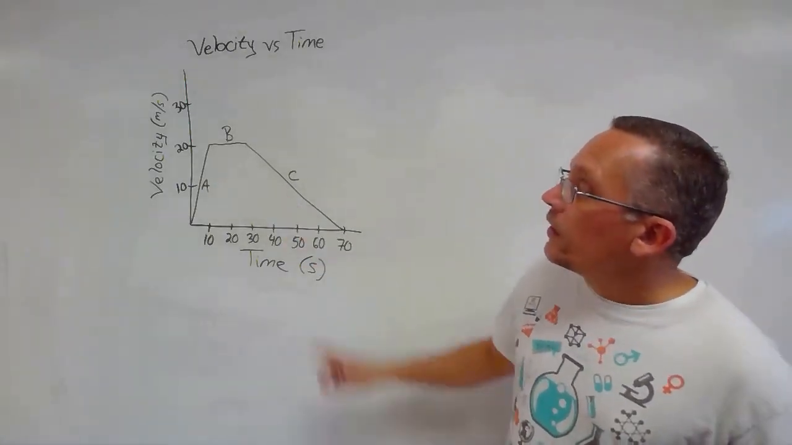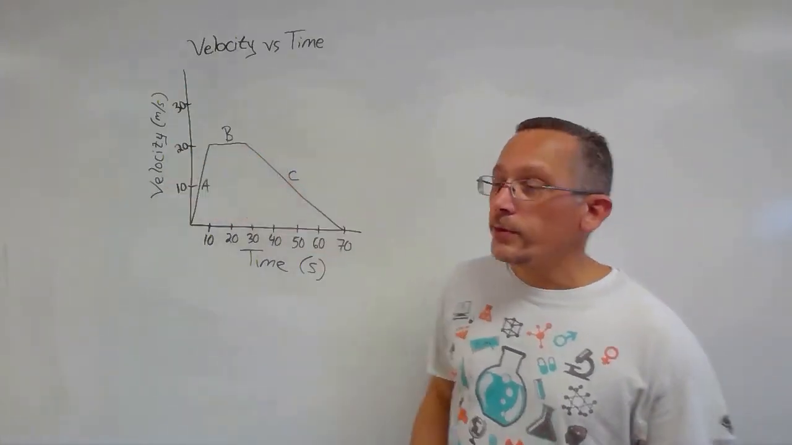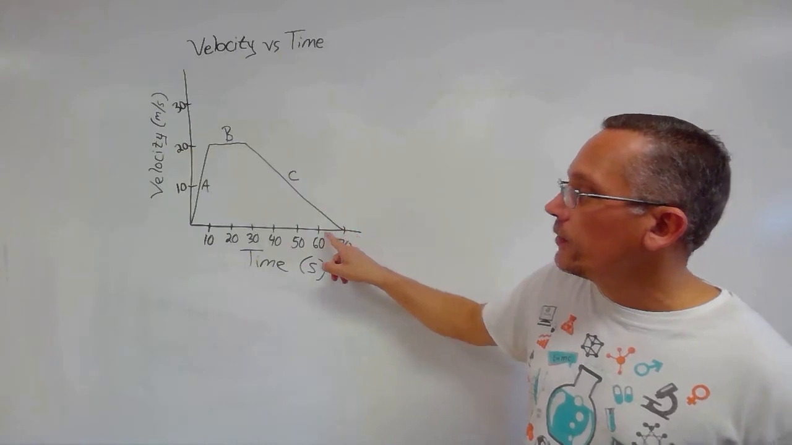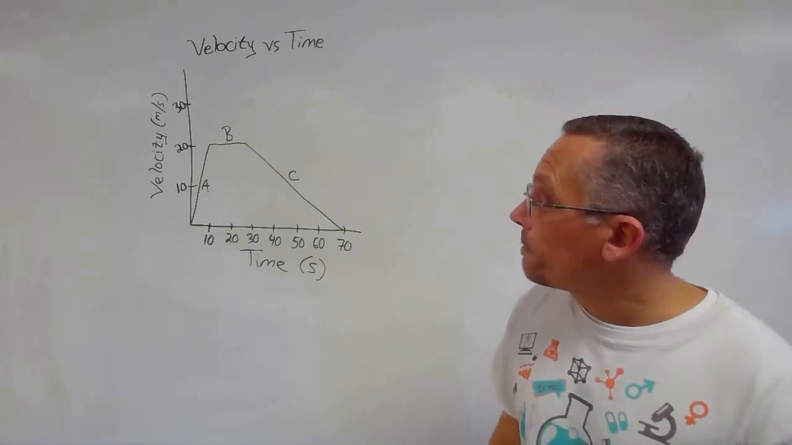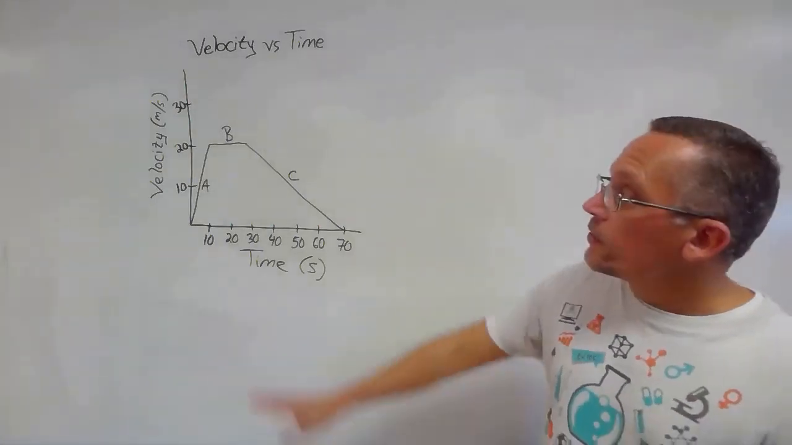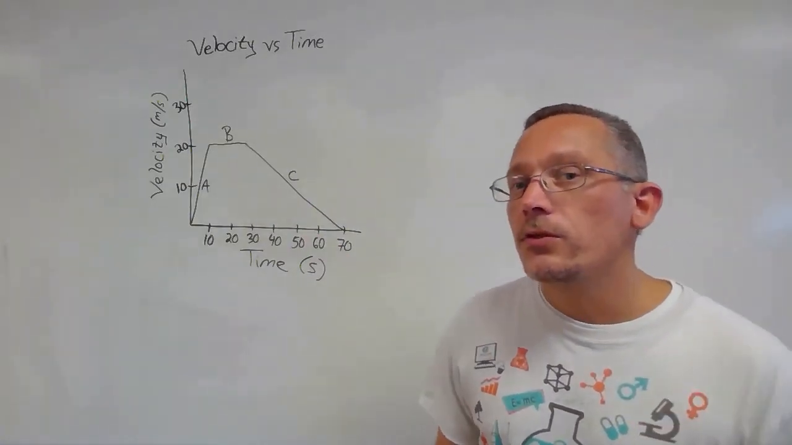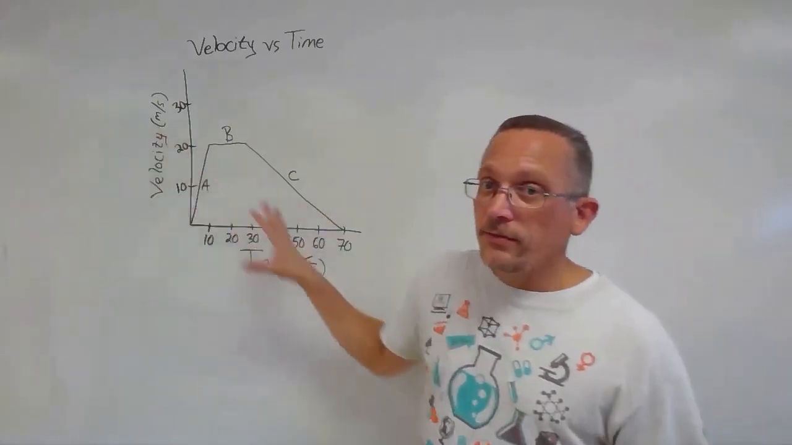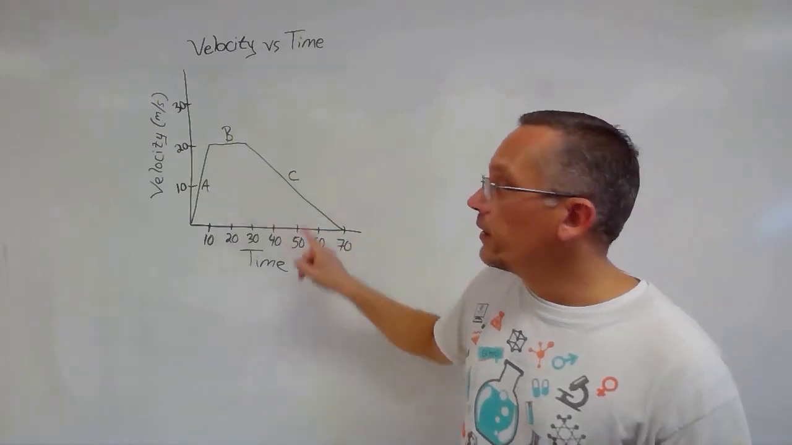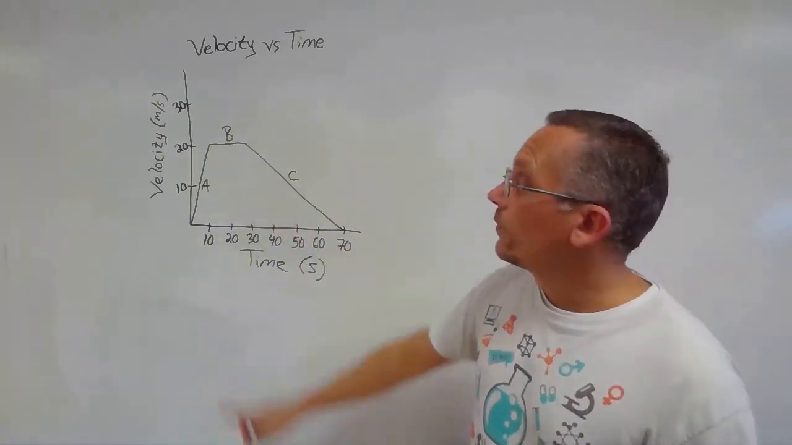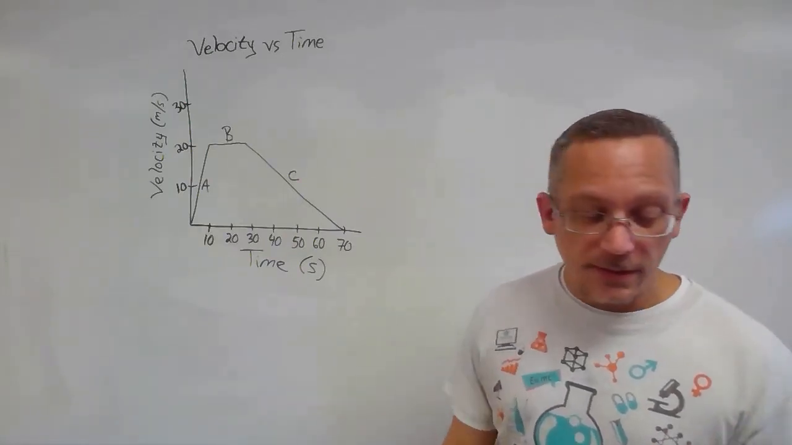Okay, look at section C. You can see in section C, my object went from this velocity, which was 20 meters per second, and it went down to 0 meters per second. So was my object speeding up or slowing down? It was slowing down, right? So when I see a downward slope like this, a negative slope, that tells me that my object was slowing down. So on a velocity versus time graph, a positive slope, my object was speeding up. A negative slope, my object was slowing down. And if the slope is 0, the velocity isn't changing. You see, it's a constant velocity.